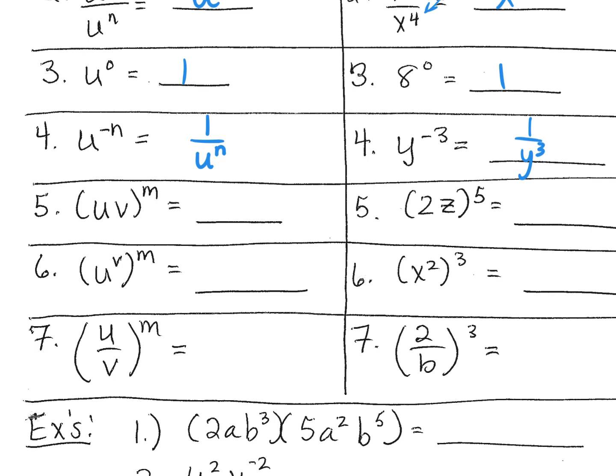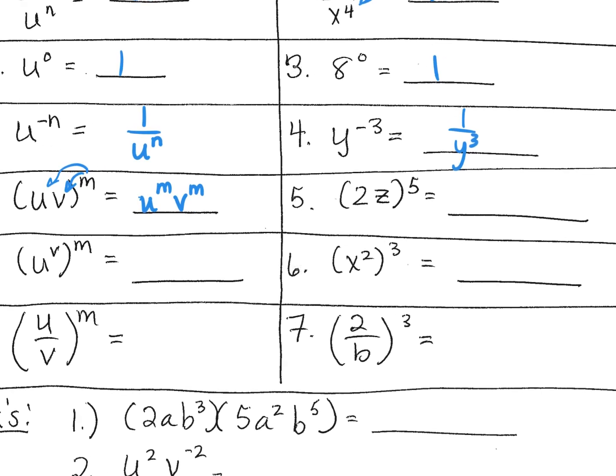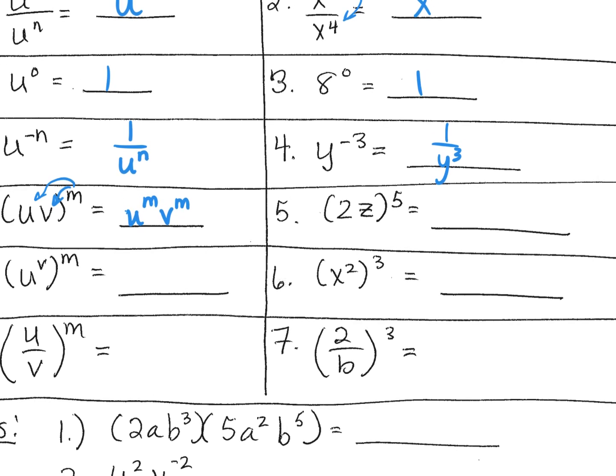Now if we have two things, a and b, both being raised to the m power, what do we know? Everything in there gets the m power. So it becomes a to the m, b to the m. So let's look at this. Number 5, 2z to the 5th power becomes what?